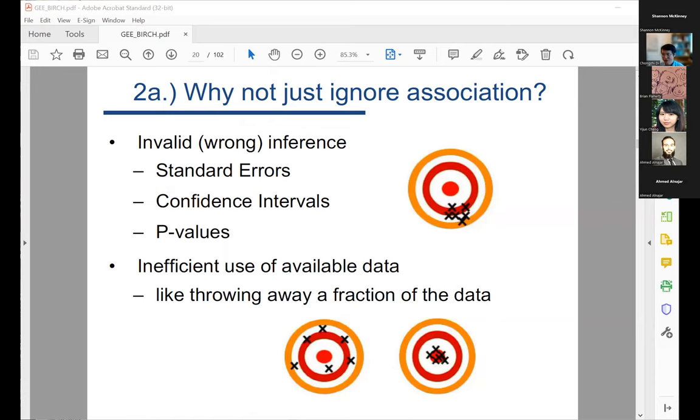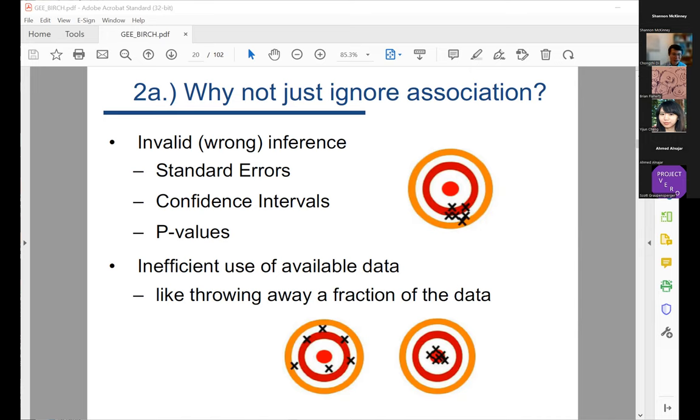Hi everyone. Welcome back to the second part of this workshop. In the first part, we reviewed what is longitudinal data, and mostly gave a brief idea of how you fit the GEE, and we gave you an example using continuous data.